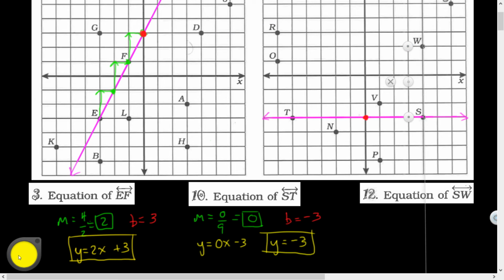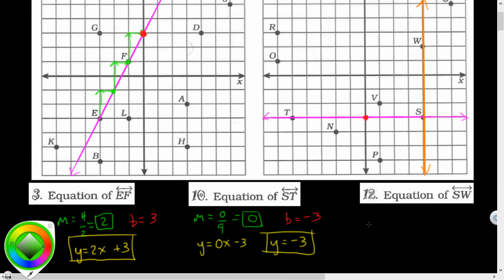Bam, that's good enough. That's got the verts. Let's see, I'll make this an orange line here. All right, something to that effect is my other line. It goes forever in 2 directions. So let's see, what is the slope here? Going up infinity and over 0, or up 1 over 0.